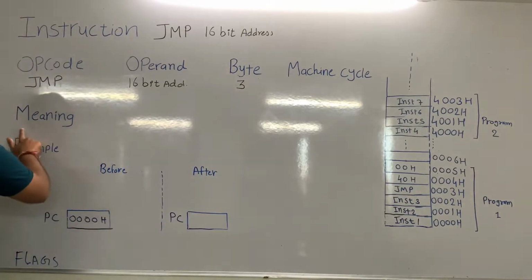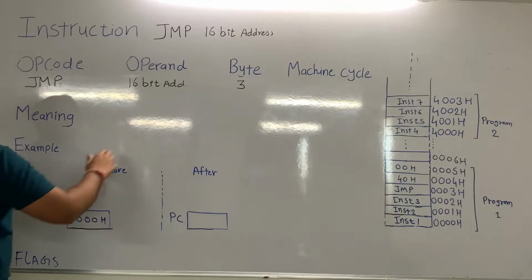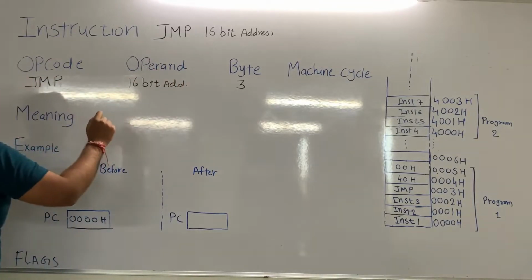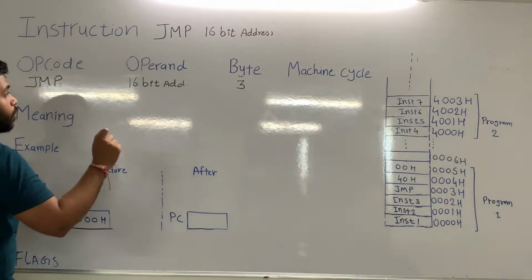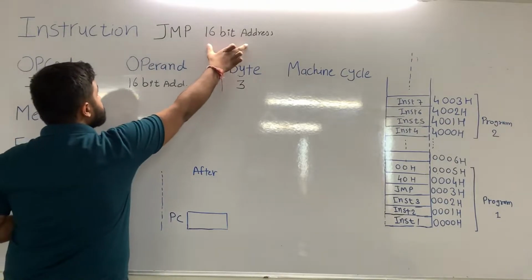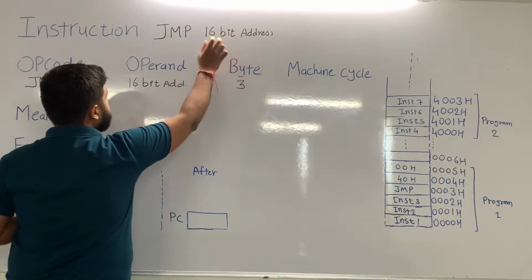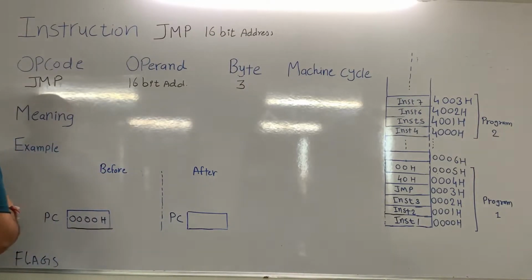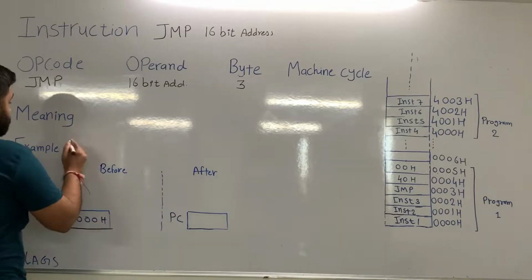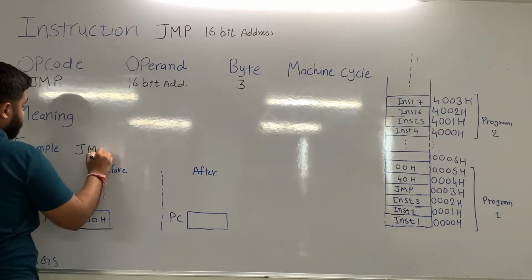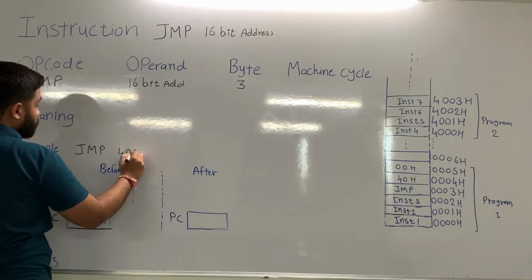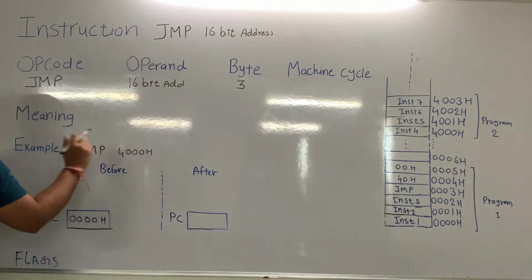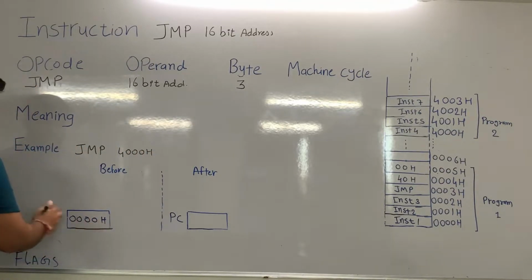Now what is the meaning of this instruction? Jump 16-bit address, it means change the value of program counter with this 16-bit address. I am repeating, change the value of program counter with 16-bit address. Suppose the example that we are taking, jump 4000H, and before the execution the content of program counter is 0000H.